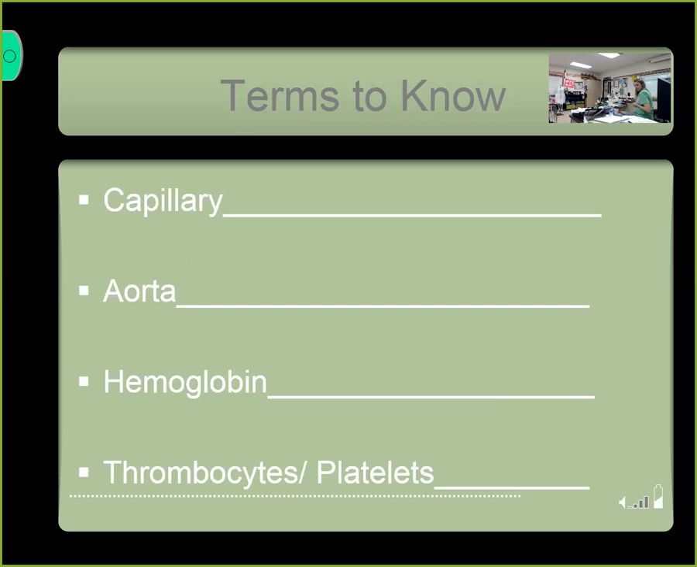All right, hemoglobin. What word do you see in there that you know? Hemo is blood. Okay, so your hemoglobin is located on your red blood cells, and that's what gives your red blood cells the ability to carry oxygen. So hemoglobin gives the red blood cells, or RBCs, the ability to carry oxygen.